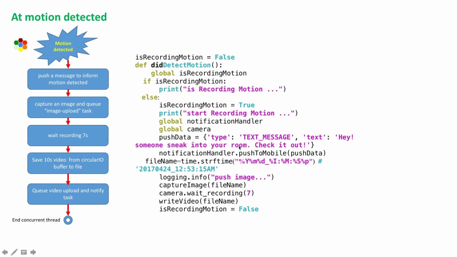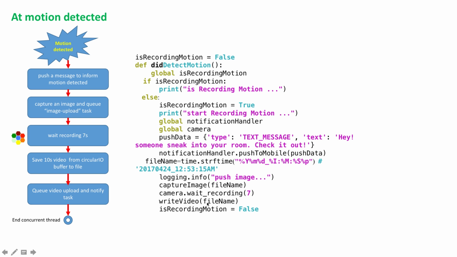This is the flow of motion detected. When motion is detected, the Pi will push a message to inform you the motion is detected: Hey, someone sneaked into your room, check it out. And then it captures a still image with a file name input and pushes that image accordingly. After that, we wait for 7 more seconds so that we make sure we capture the motion.